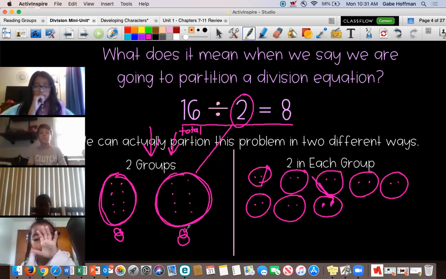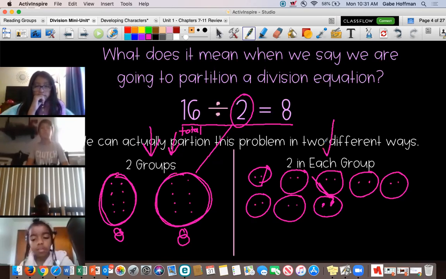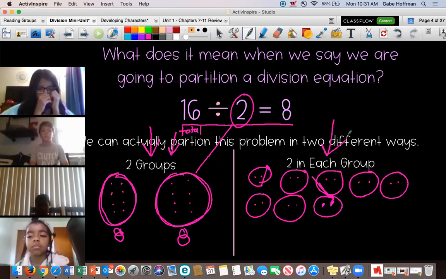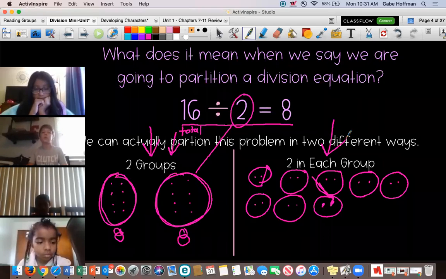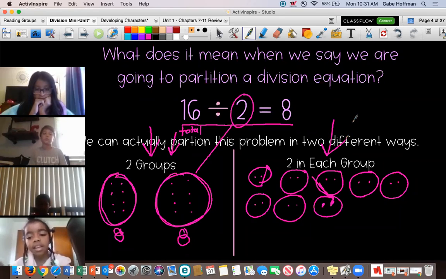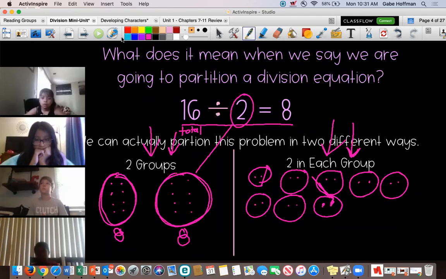Okay, it looks a little different when we do it on this side. So where's my 16 on this side? Ania, where's my 16 on this side, the one I just pointed to with my little pink arrow? So when we put 2 in each group, where do we get that 16?